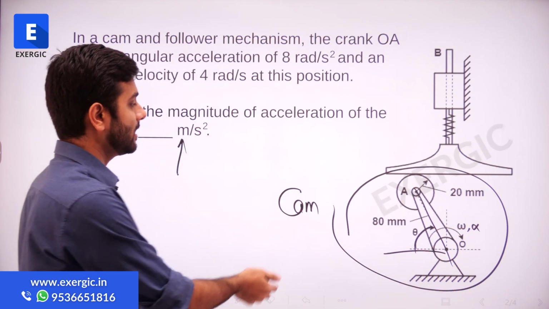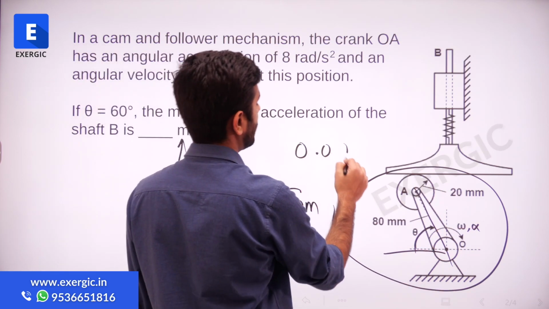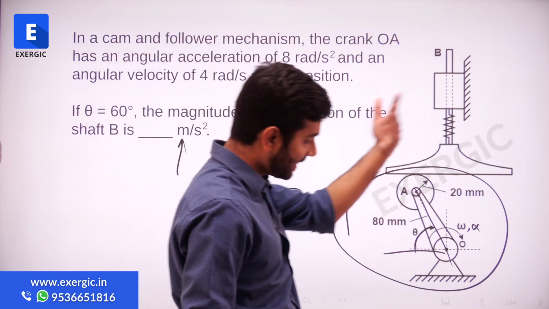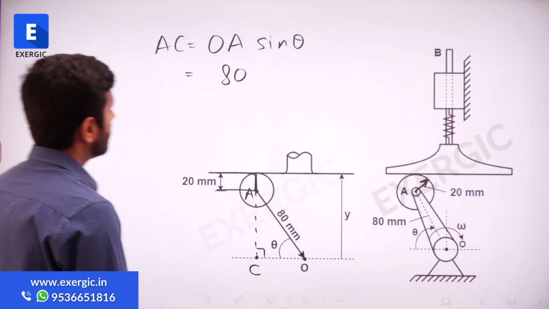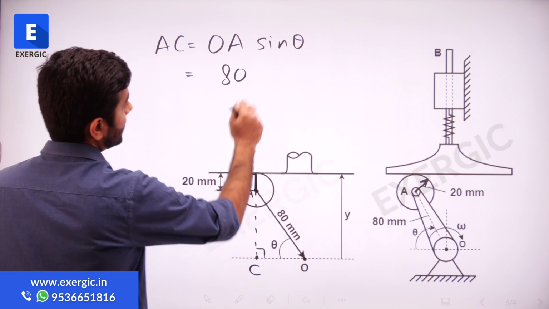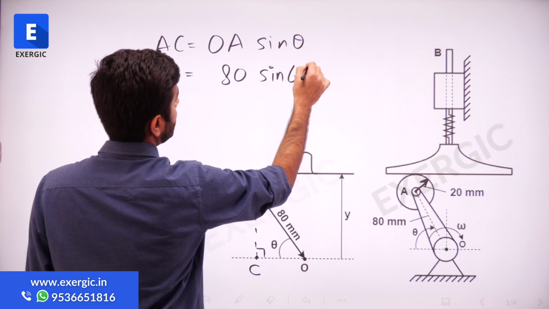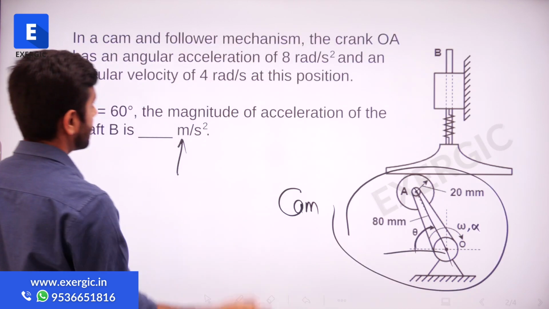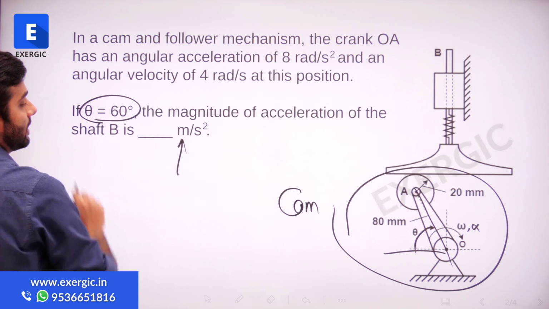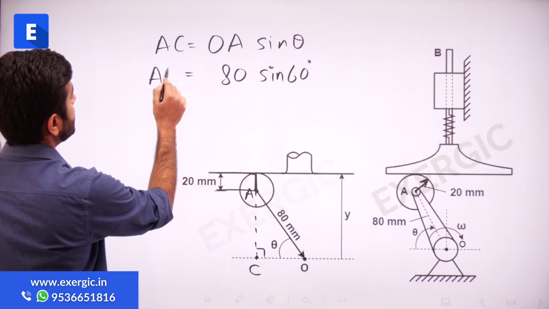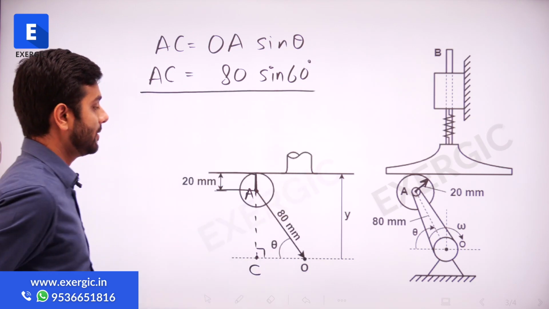But if I change it here, it will again become 0.08. I don't like decimals a lot, so I'm just keeping it 80. Later on, we will convert it. So I'm just keeping it as 80 sin theta, right? And how much is theta? Theta is 60 degrees as given to us. This angle is 60 degrees. So the length of AC is 80 sin 60 degrees.